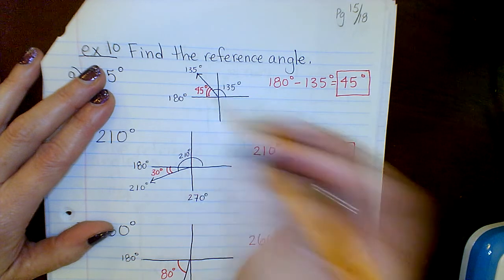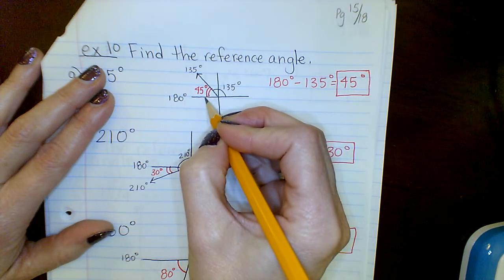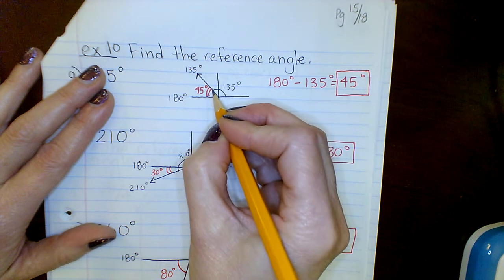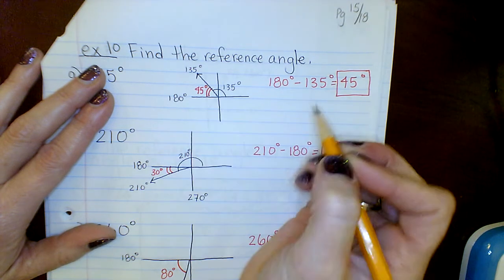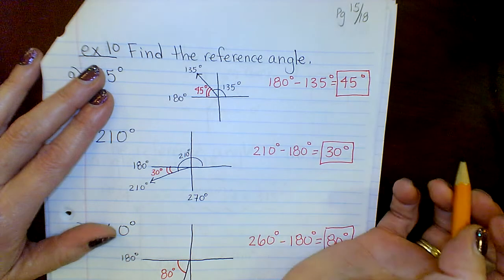Now, how did I get 45 degrees there? Well, this angle right here is the rest of 180 degrees. If that's 135, this red angle is the rest of it that gets me to 180. So I took 180 minus 135 to give me that 45.